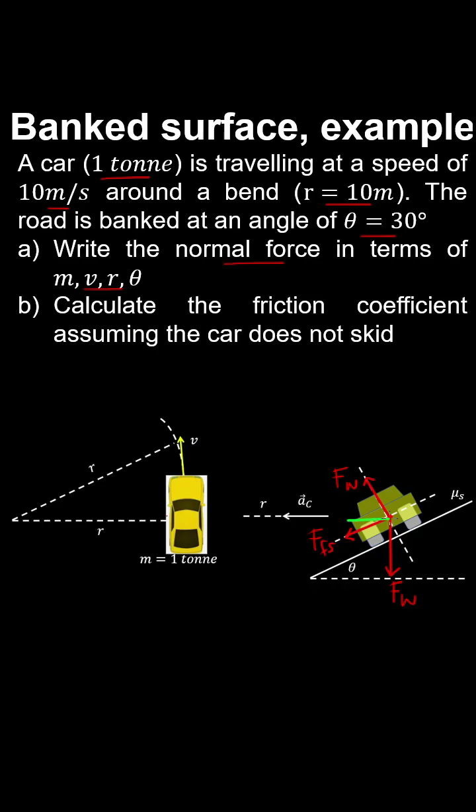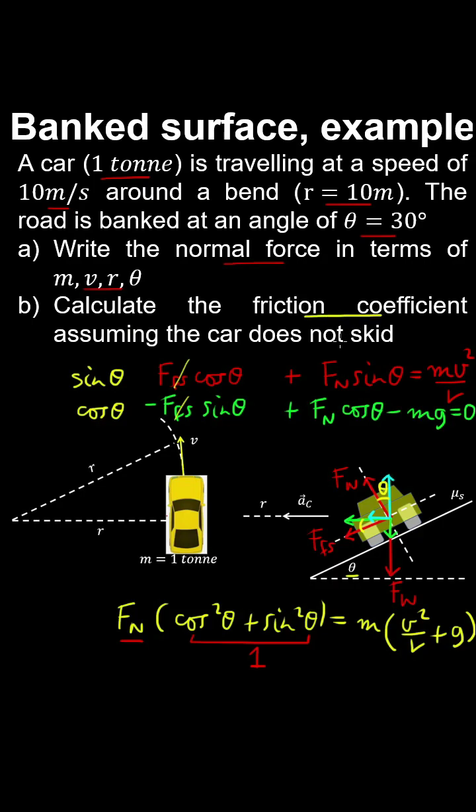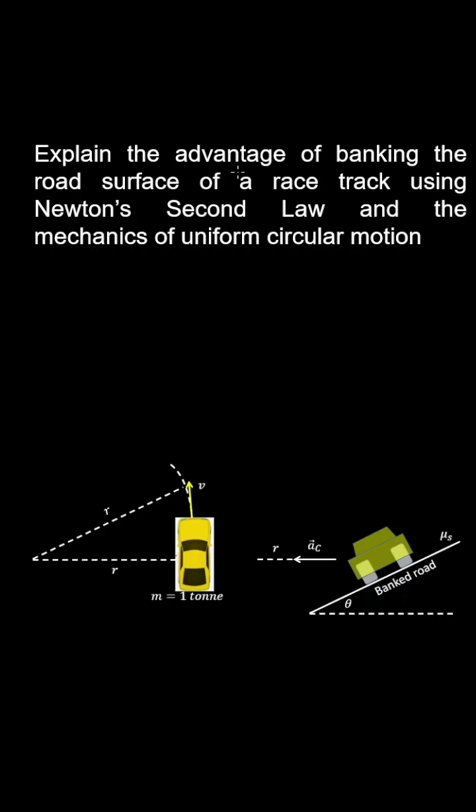So if we resolve the forces into horizontal and vertical components, recognizing that these angles are equal to the banking angle of the road, and apply Newton's second law in the radial direction and in the vertical direction, and now if we multiply the first equation by sine theta and the second equation by cosine theta and add the equations together, we eliminate the friction force. To obtain a friction coefficient, we can use the relationship between the static friction force and the normal force. You can substitute into either one of these equations to obtain a static friction force and then solve for the coefficient of friction.